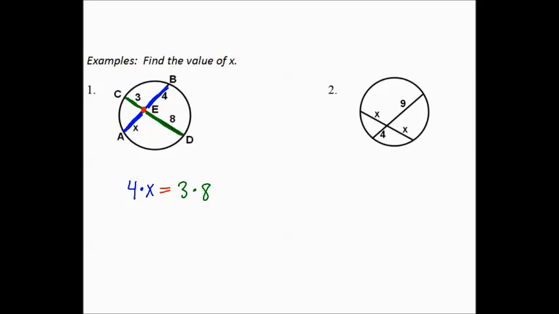And then I solve the equation. 4 times x is 4x, 3 times 8, 24. Divide by 4, 24 divided by 4, 6. Would you like to try the next one on your own? Come back to the video.